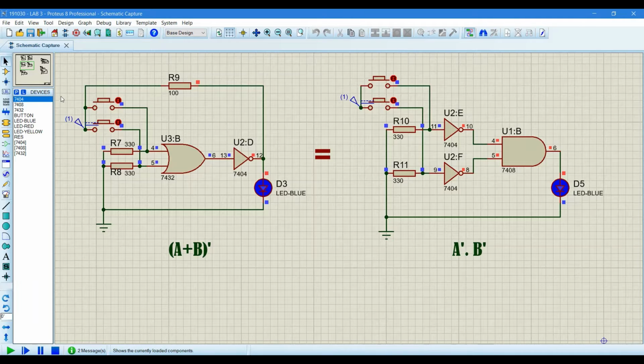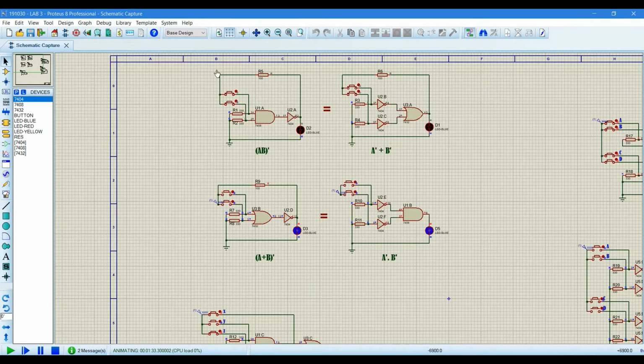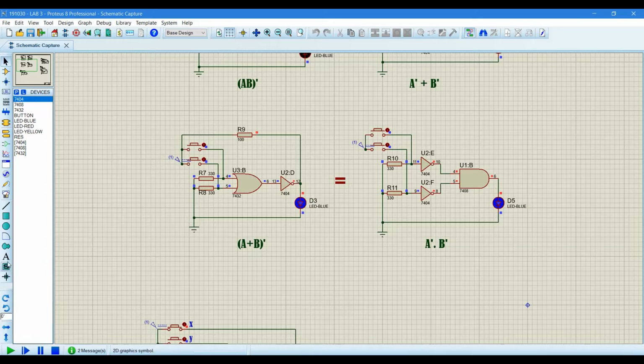So as it is running, 0 0, the LED is on. And otherwise at all states it is off, as shown by its table. So we can say that the LED is at high state only when both switches are at low state, 0 0. So this is how we can prove it.